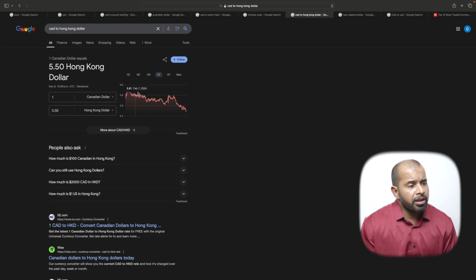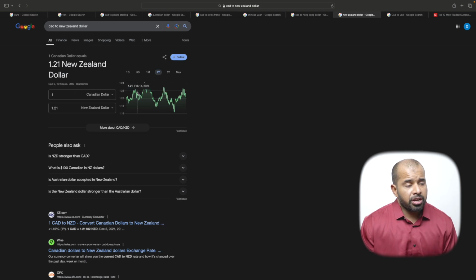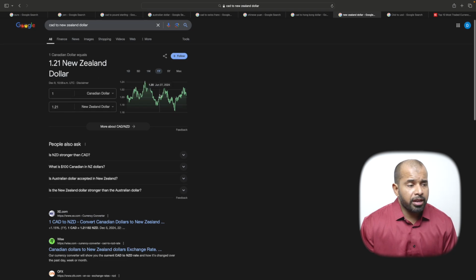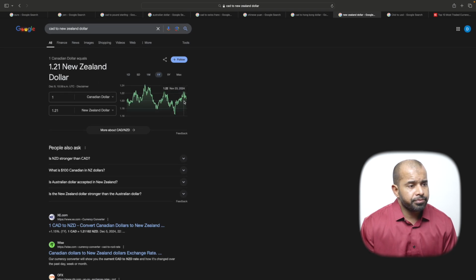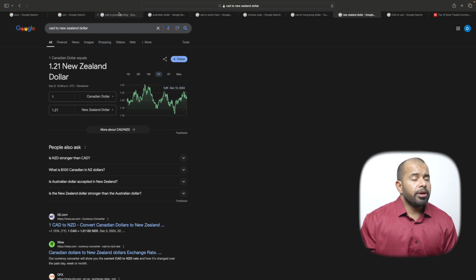The Canadian dollar is declining big time against the Hong Kong dollar. When it comes to the New Zealand dollar, it is up and down for this month, and the same for the year. But in a nutshell, we can say that against the New Zealand dollar, the Canadian dollar actually appreciated a little. It's not at its lowest point, it is not at its highest point either.